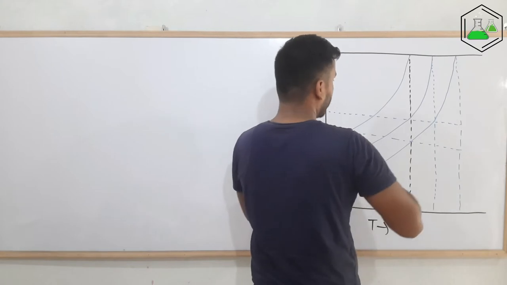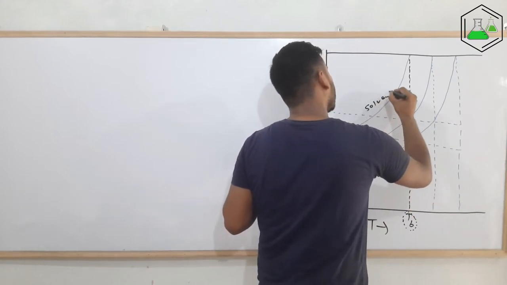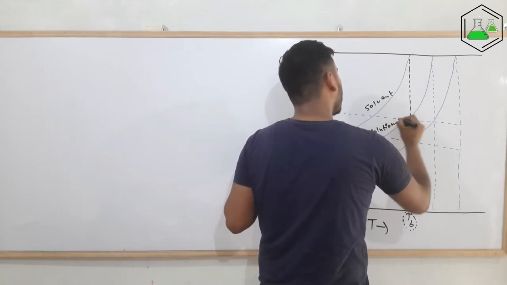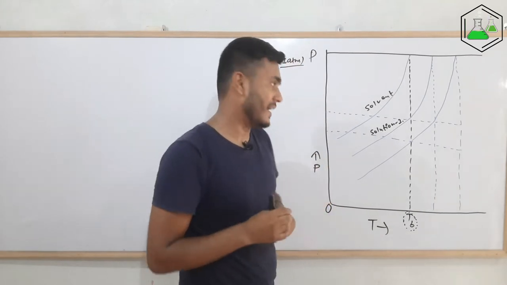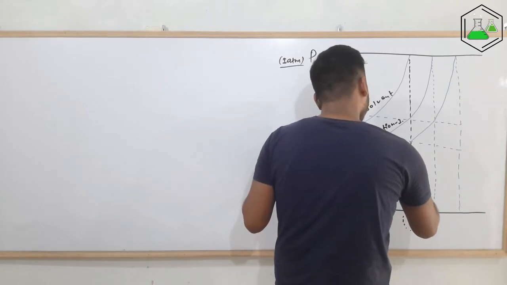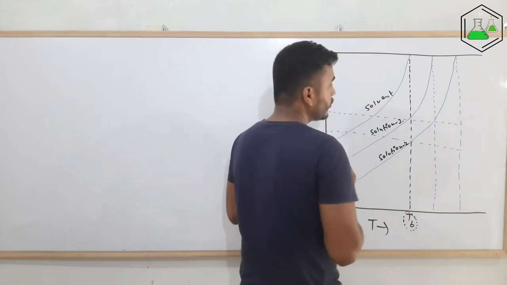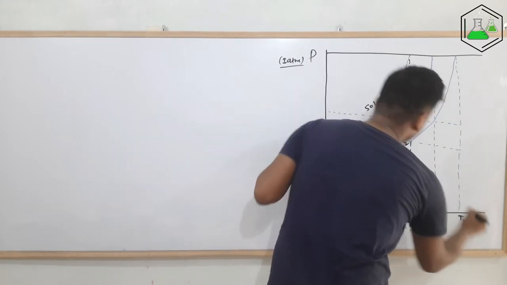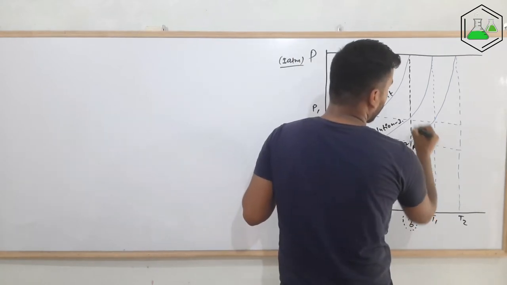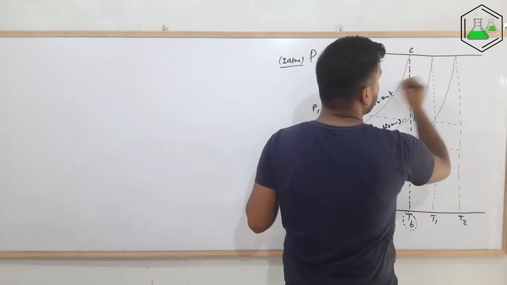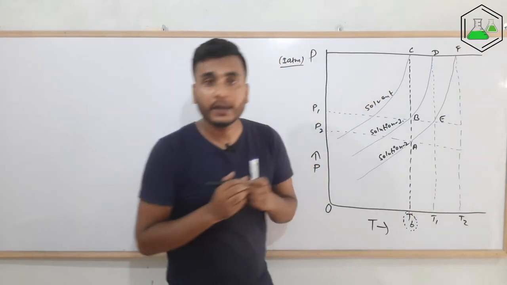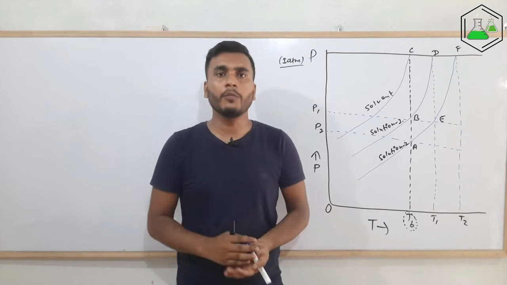This first curve is for the pure solvent. The second curve is for solution one, when the non-volatile solute is added. In the third one, more non-volatile solute is added, and this is solution two. This is temperature T1, this is T2, here this is P1, and this is P2. Let's consider this point to be A, here this to be B, and this to be C. This is D, this is E, and this one is F. So this is the complete graph for our study of elevation of boiling point.